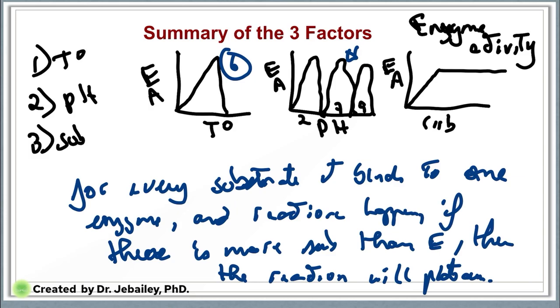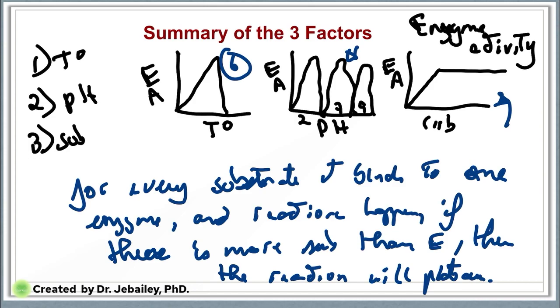You can also add here, they will plateau because there's not enough enzymes anymore. That means we have reached the maximum amount of enzymes. You can add that. You reach the amount of enzymes that can activate. So you do that and you draw this graph and you get points for the substrate. So once again, for every substrate, there's an enzyme. If you have more substrates than enzyme, then the reaction will plateau. And that means you have reached enough enzymes working, so you cannot do anything. You have to wait for an enzyme to be free so you can work it again.